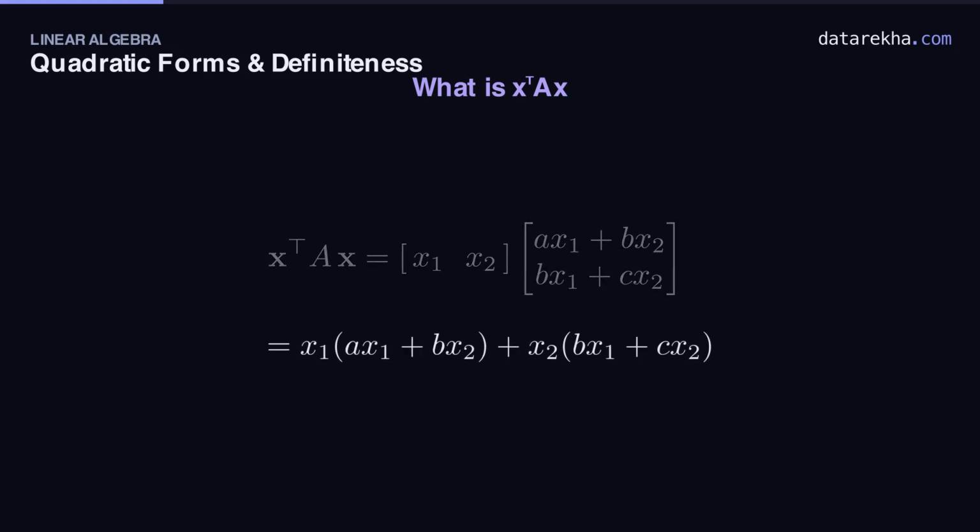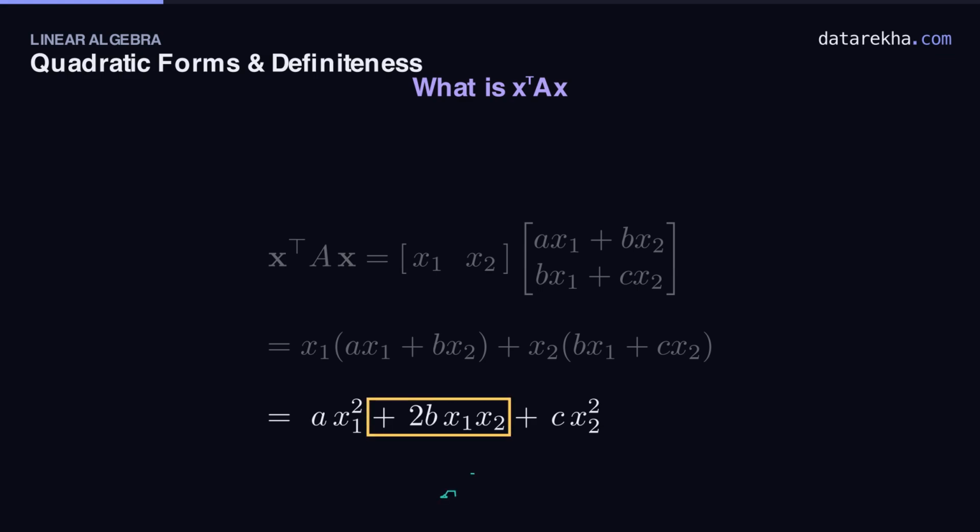Multiply it out term by term. 2 products added together, and it tidies into this. A times x1 squared plus 2b times x1 x2 plus c times x2 squared. A pure degree 2 polynomial. That is why we call it a quadratic form. One thing to fix in mind. From here on, we assume A is symmetric. The off-diagonal entries match. That's why a single B feeds both cross terms and shows up doubled. Then everything works cleanly.